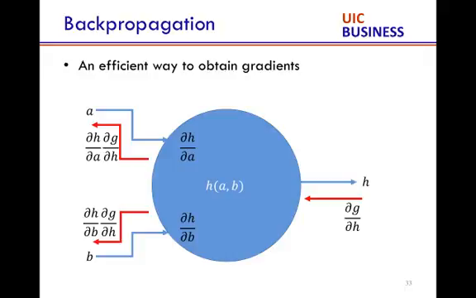I just said if h is a times b, then the gradient of h with respect to a is going to be b, right? That's all I said. So you know the gradients of the function that you are computing at the node with respect to its inputs. That you can compute because these are typically going to be simple computations: addition, multiplication, maybe a sigmoid. So you know the gradients of your computation with respect to your inputs.